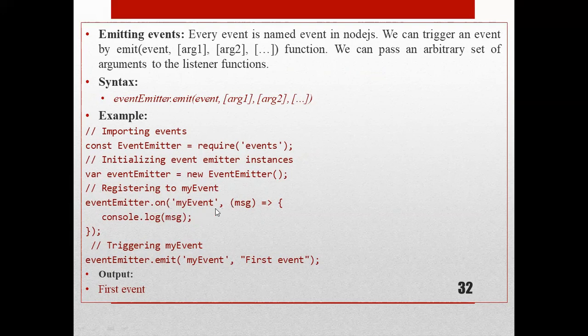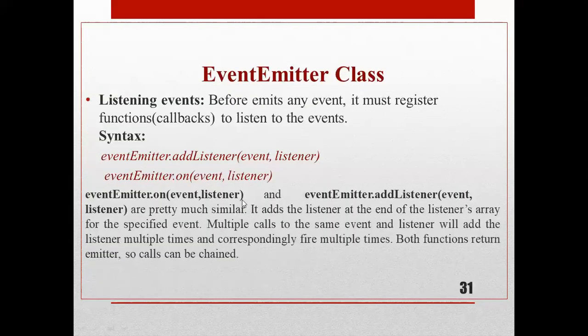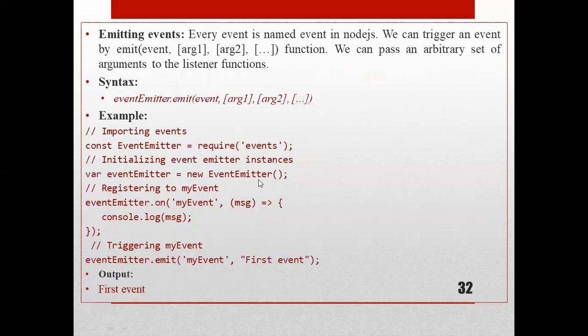So the event is myEvent, comma, then here you can see the parameters, this event comma listener. So myEvent, this is the event, and comma, this is the listener, like message. Which message are we going to print here? console.log(message). So here message is the listener for this event.